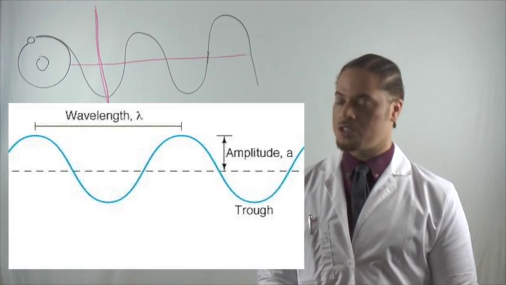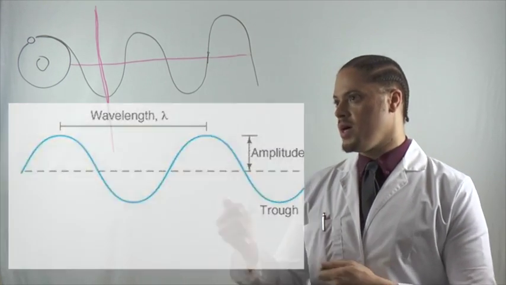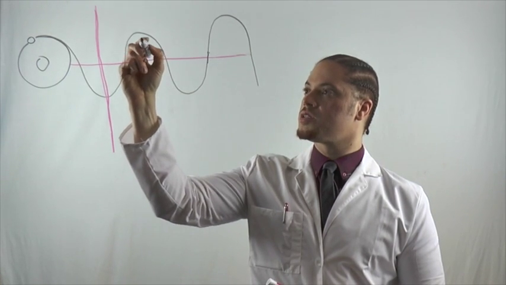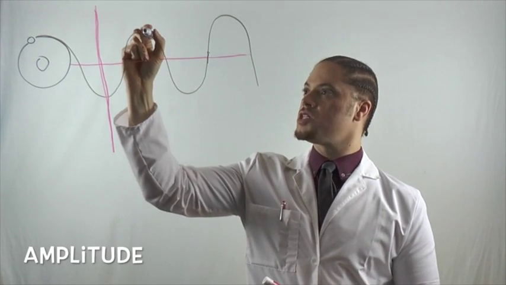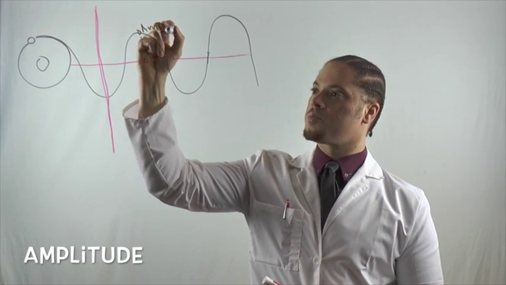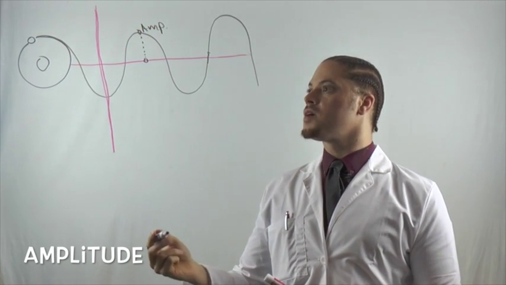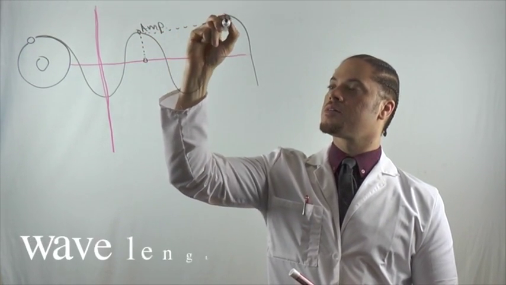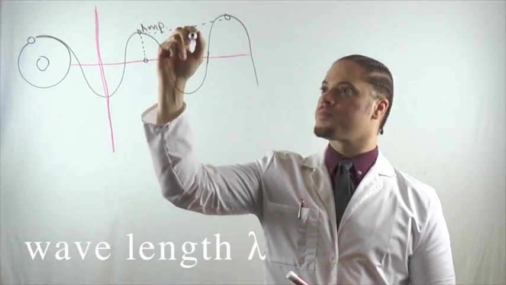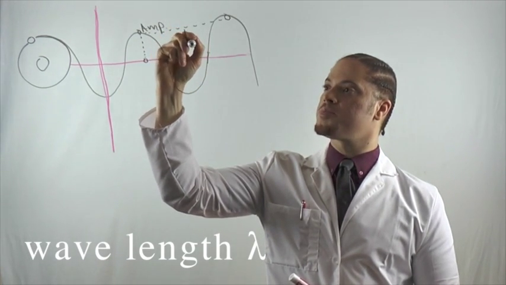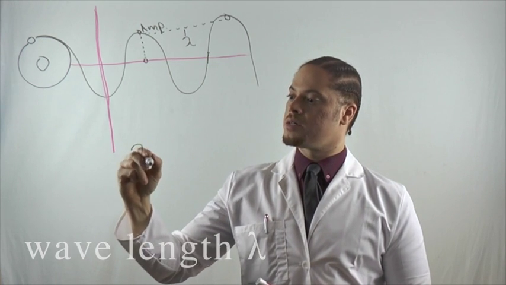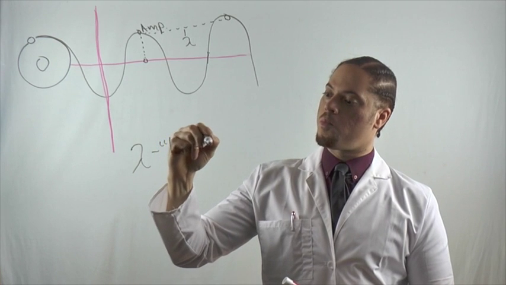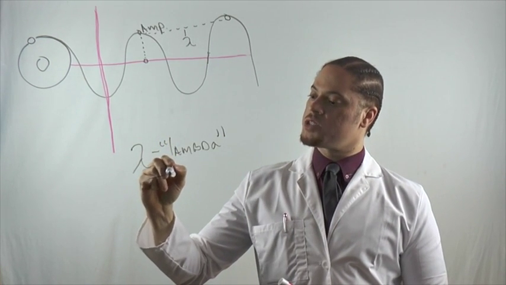Some descriptions of the wave. When looking at the wave, you have from this location to this location, this is your amplitude. And then from the top of one wave to the top of the next wave, this is your wavelength. Wavelength is represented by the Greek letter lambda. This is a lambda. And a lambda is your wavelength.